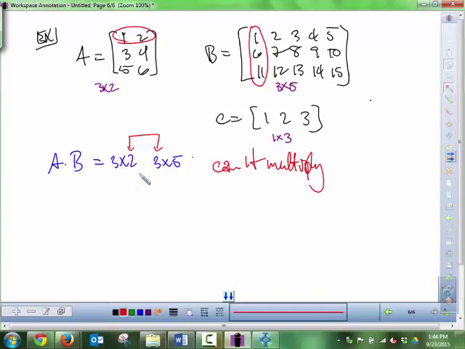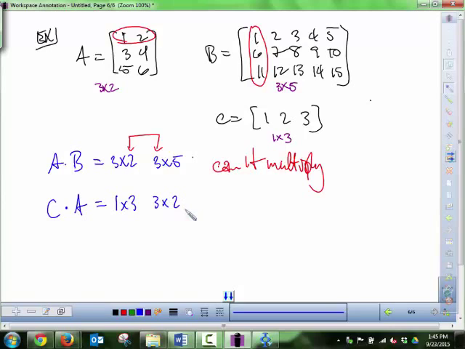Because they have different sizes. I can, however, multiply maybe a 1 by 3 with a 3 by 2. So C is a 1 by 3, and A is a 3 by 2. So if I multiply these two matrices, I see that I can multiply these two matrices. But you can also see something by analyzing the dimensions.